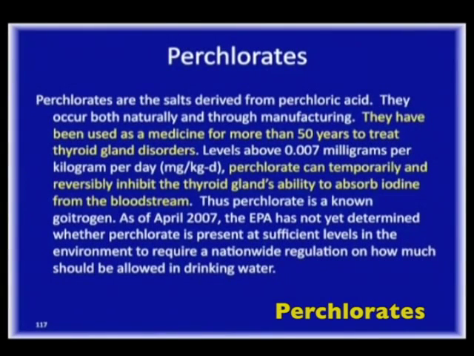Perchlorates are the salts derived from perchloric acid. They occur both naturally and through manufacturing. They have been used as a medicine for more than 50 years to treat thyroid gland disorders. Levels above 0.007 milligrams per kilogram per day of perchlorate can temporarily and reversibly inhibit the thyroid gland's ability to absorb iodine from the bloodstream. Thus, perchlorate is known to cause goiters. As of April 2007, the EPA has not yet determined whether perchlorate is present at sufficient levels in the environment to require a nationwide regulation on how much should be allowed in our drinking water.